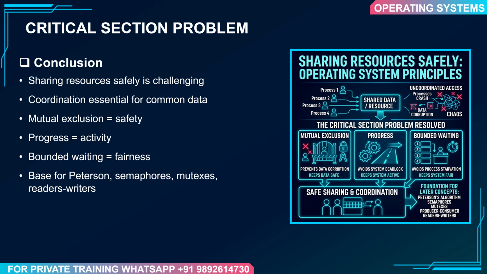Once you understand this topic, later concepts like Peterson's algorithm, semaphores, mutexes, producer-consumer, and readers-writers become much easier to grasp because they are all different ways of answering the same question: how do many processes share one system without creating chaos?